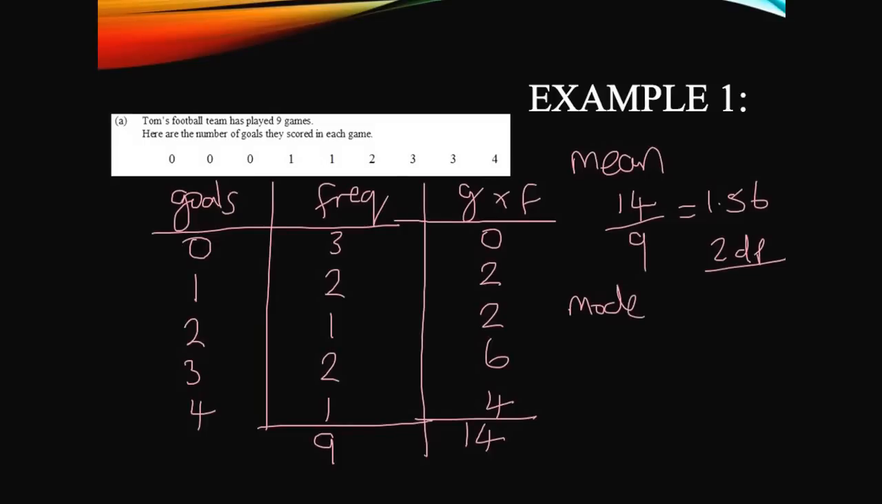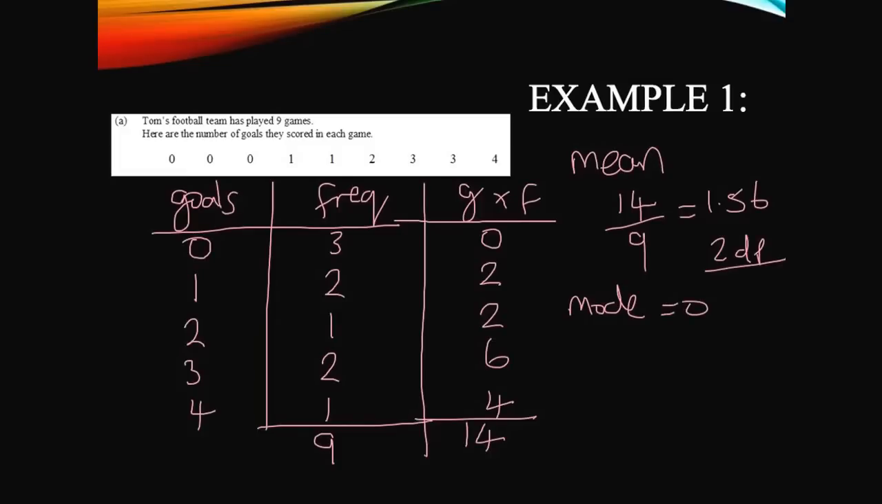Well, let's look. The mode is the one that appears the most often. So what I'm going to do is look down my frequency list for the biggest number. The biggest number is 3, so the modal class is 0. So the mode is still 0, and we can see that from the table.